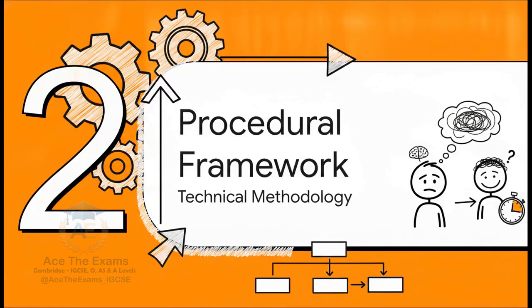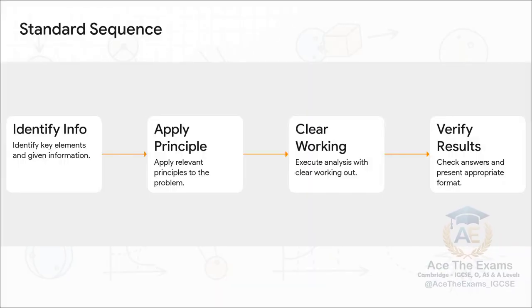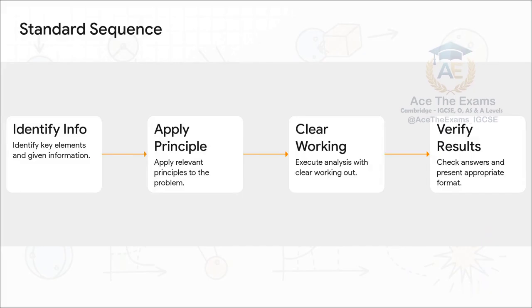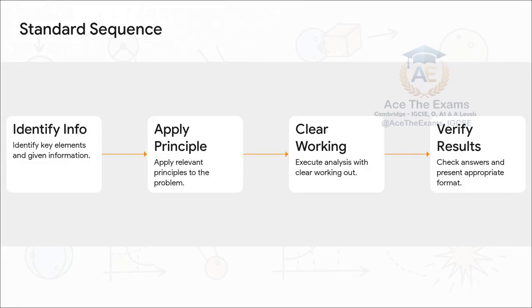Moving on to Section 2, the procedural framework. This is where we transition into the technical methodology that separates the average student from the top-tier candidate. Having that conceptual understanding is great. It's the foundation. But how do you actually translate that onto the exam paper when you're under immense time pressure? You need a standardized system. You need an autopilot. Let's walk through this mathematical blueprint.